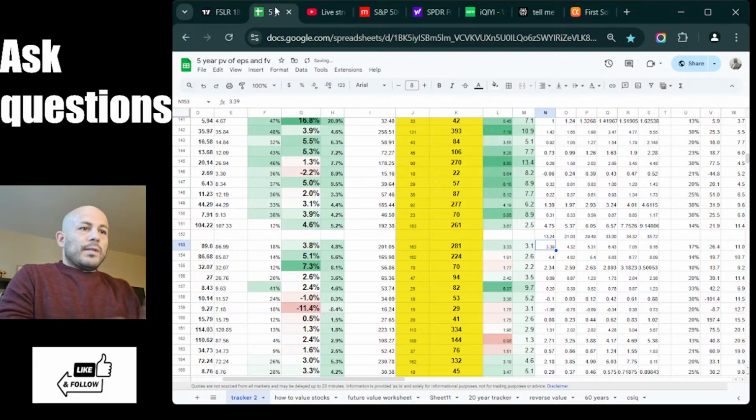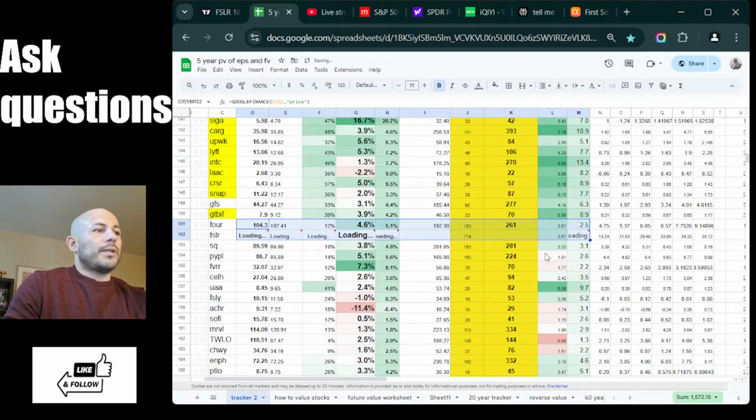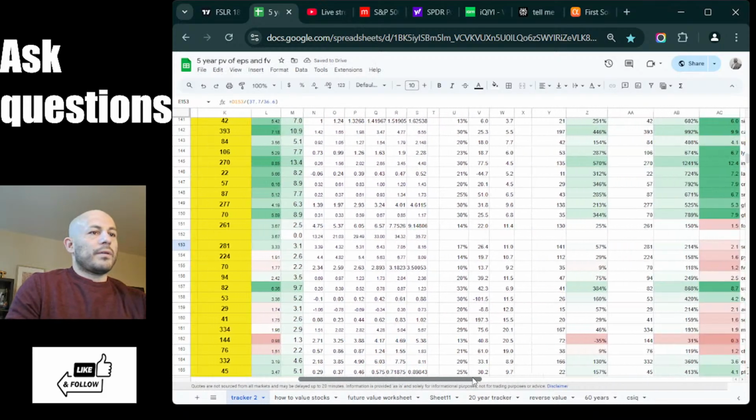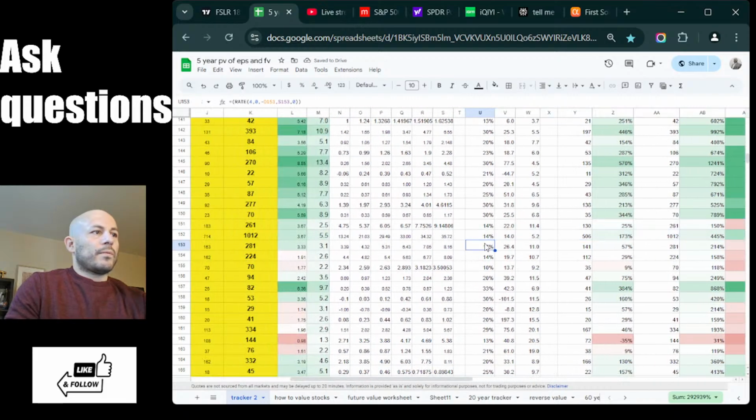So once you find a bargain, you still have to dig in and do the work, make sure those earnings are good. I'm just going to do the same for EV. And then I have a bunch of formulas that do all the work for me. This one doesn't seem right.